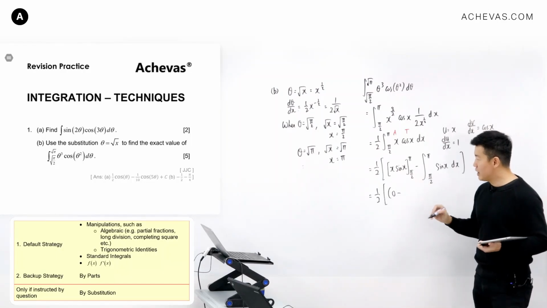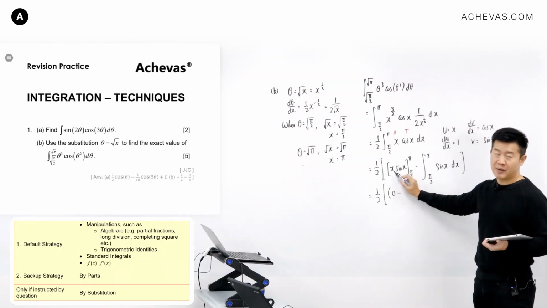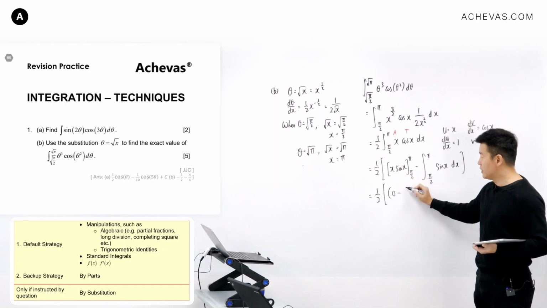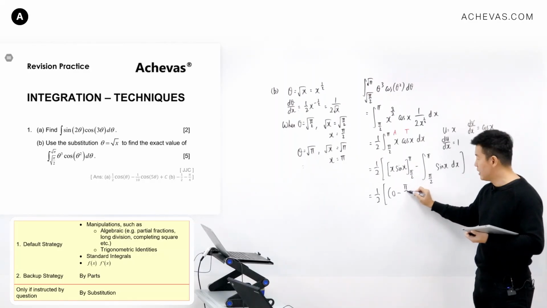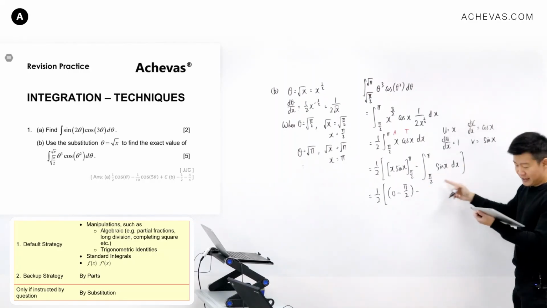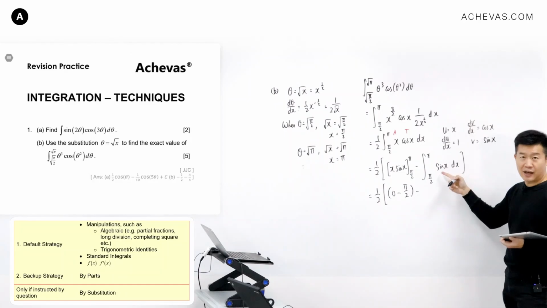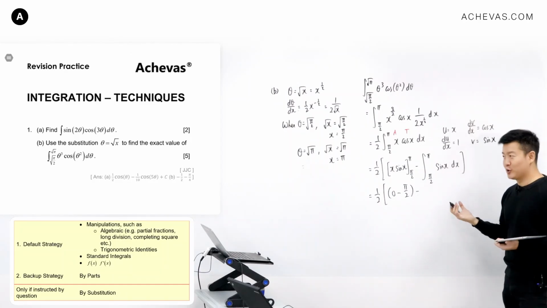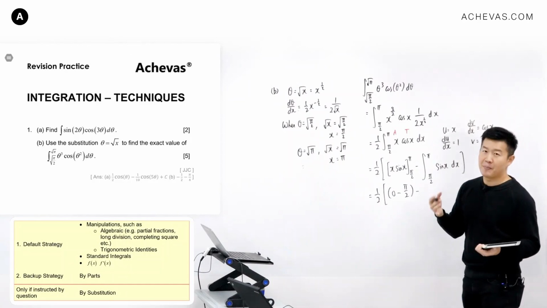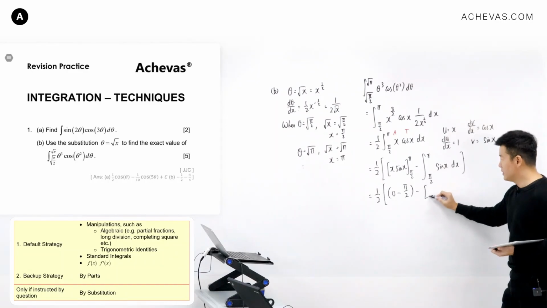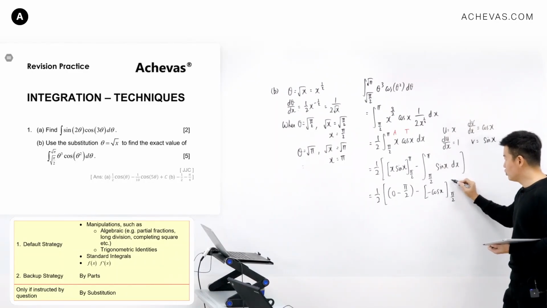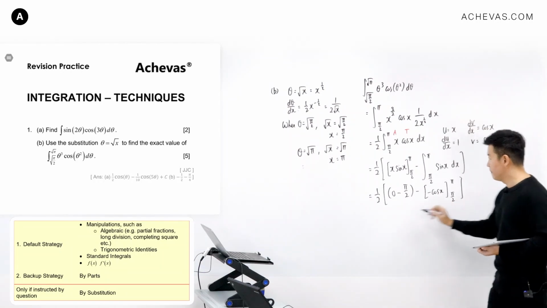Minus away, putting pi over 2 in, we have x is pi over 2 and sine pi over 2 is 1. So minus away, this will be pi over 2. Minus integration of sine x. This is a standard result. So integrating sine x, we are going to get a minus cosine x. So this is minus cosine x from pi over 2 to pi.